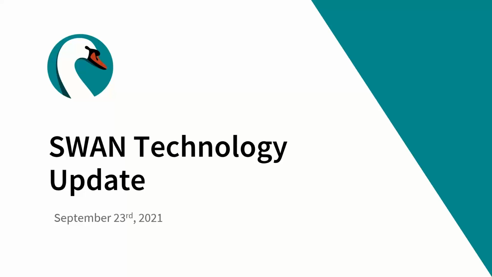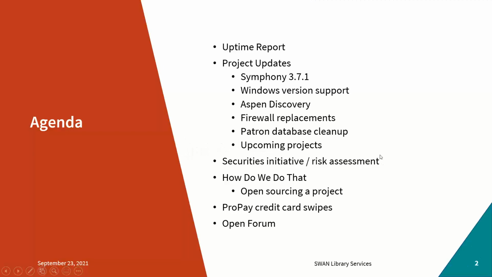So let's take a look at the agenda. So we'll go through our normal uptime report. I'll give you a breakdown of the last 6 months. We'll do some project updates, and those will be updates relating specifically to the IT team, the IT department, and we'll just kind of cover everything generally more IT oriented that's happening within SWAN.